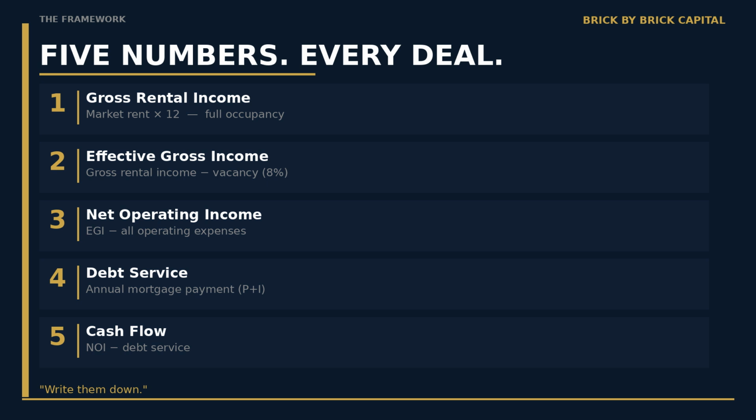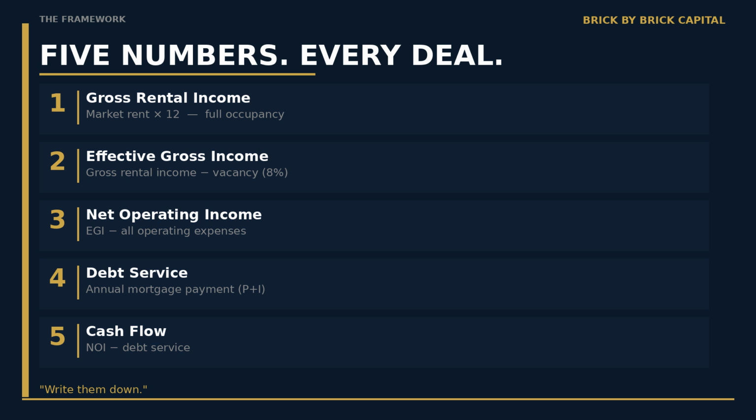Number 2, effective gross income. Take your gross rental income and subtract for vacancy. More on vacancy assumptions in a minute, but the short version is, if you're underwriting at 0 vacancy, you're not underwriting, you're hoping. Number 3, net operating income, or NOI.